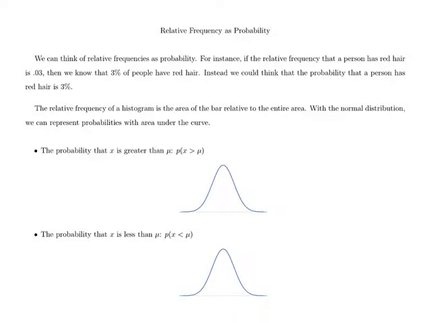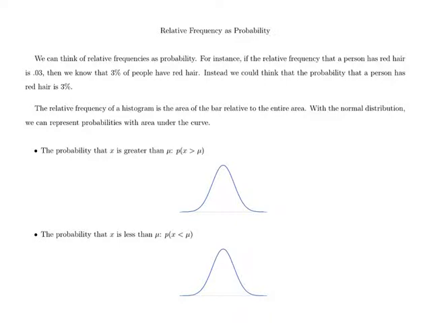So the relative frequency of a histogram is the area of the bar relative to the entire area. We talked about that in the first slide. So with normal distribution, we can represent probabilities with area under the curve. The next few slides are just going to talk about what that area represents, and then we're going to spend a little bit of time finding those exact probabilities.